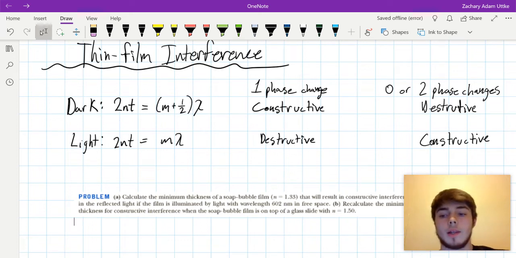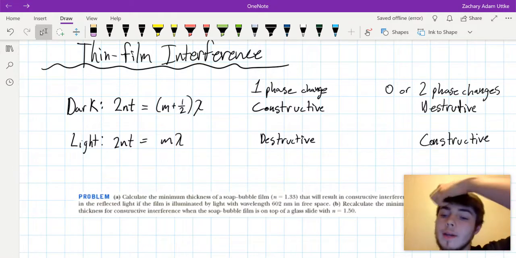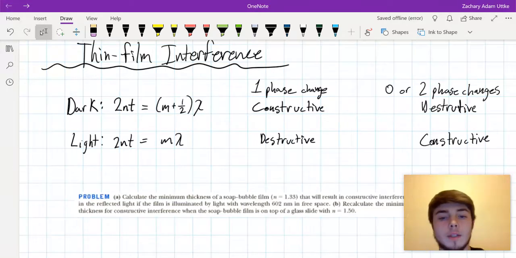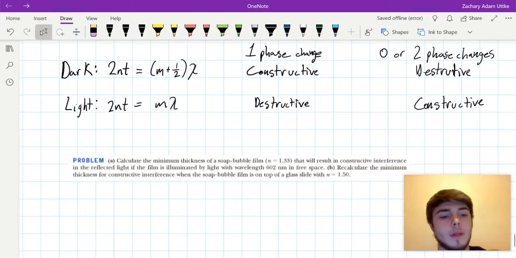Hello everyone, let's look at the subject thin film interference. So we've got a lot written here, but hopefully I can explain a lot. So first, let's look at our problem.